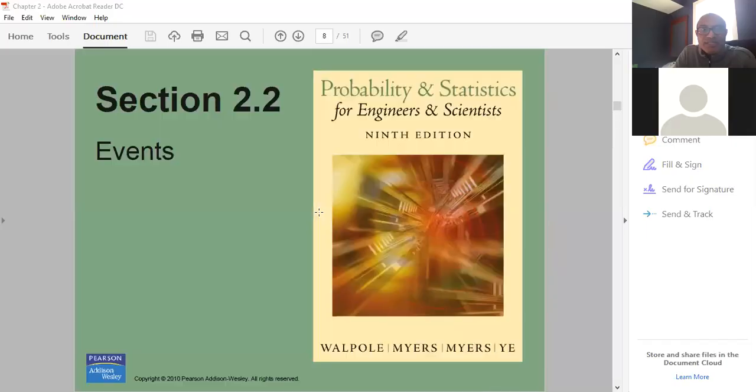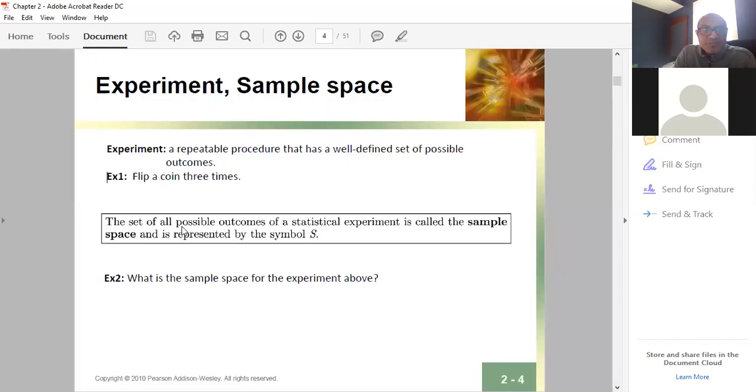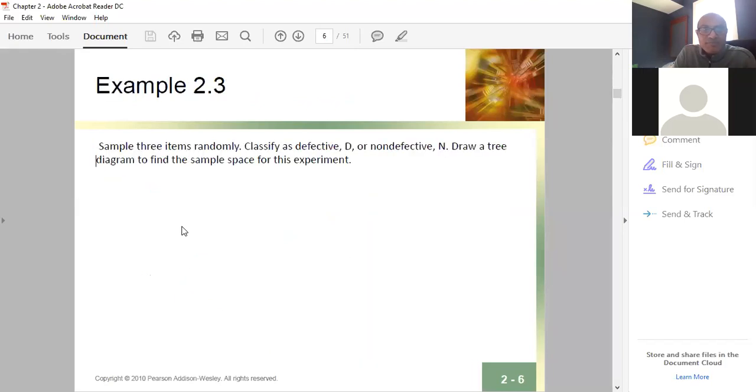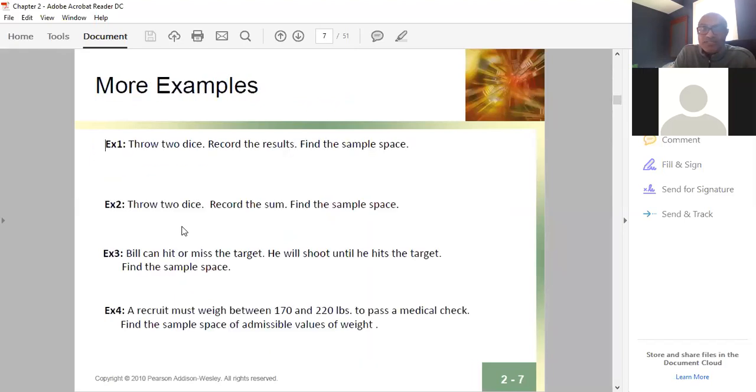So now you will realize what we have done. We started with sample space, chapter 2. Then after we went over event, flipping a coin. Tree diagram, same example. Few examples for your homework. If somebody is interested, solve this example 1, 2, 3, 4, very simple, and try to find the sample space.